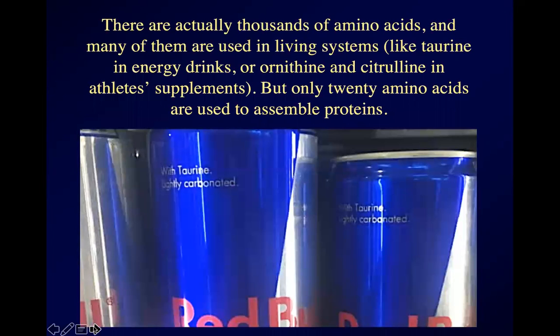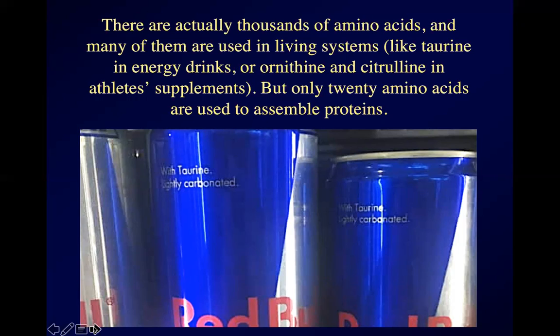So as I mentioned, there are thousands of amino acids. Red Bull, if you look on the can, says it's with taurine. Taurine is an amino acid in Red Bull. It's not one of the ones that you use to make proteins.